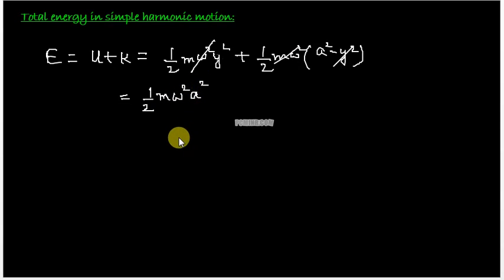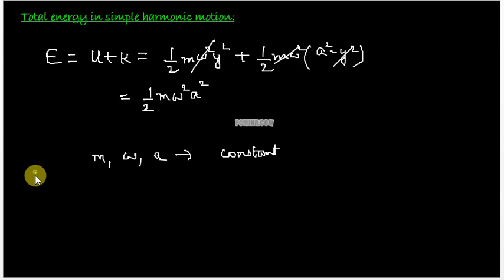And we know in simple harmonic motion, our m, omega, a, they are all constants, which obviously means that the total energy of the particle which is executing the simple harmonic motion would remain constant at all times, because it's not dependent on anything else. This is half m omega square a square, which is constant.